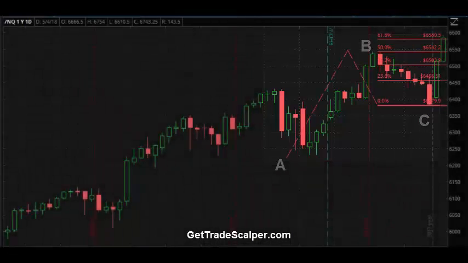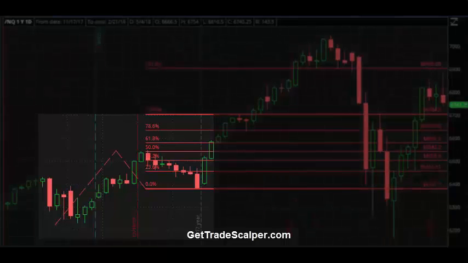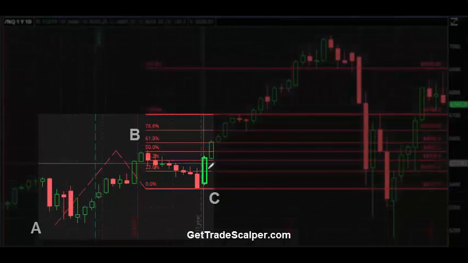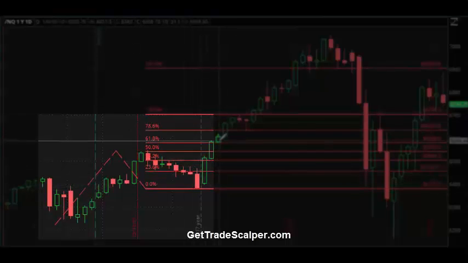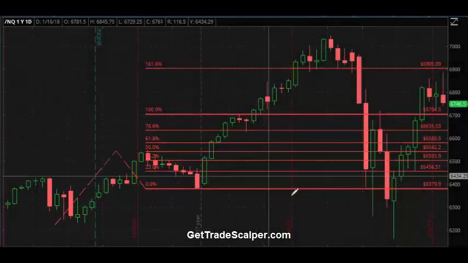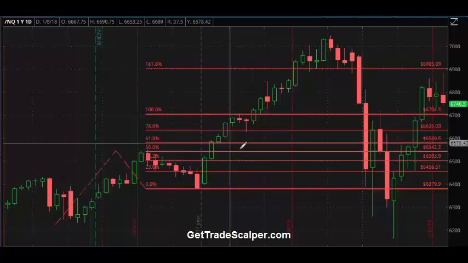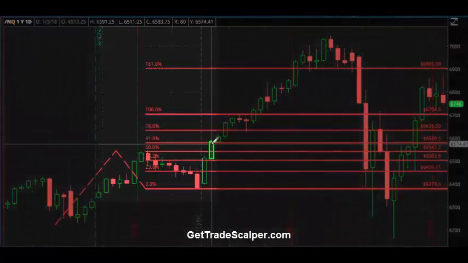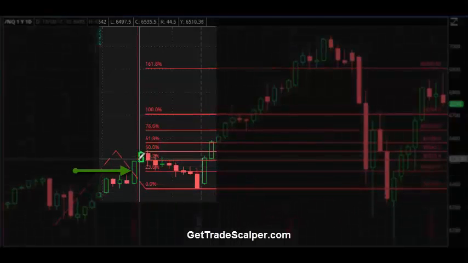Now, let me get them right here and here. Boom, boom, boom, right there. All right, now watch what price action does with respect to the Fibonacci extension levels, right?